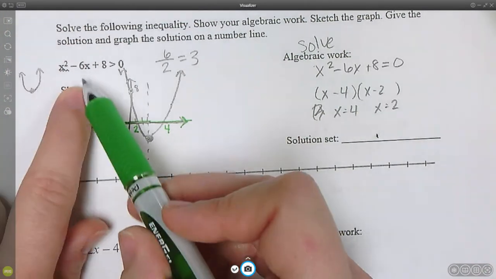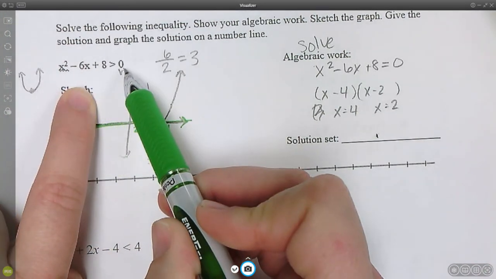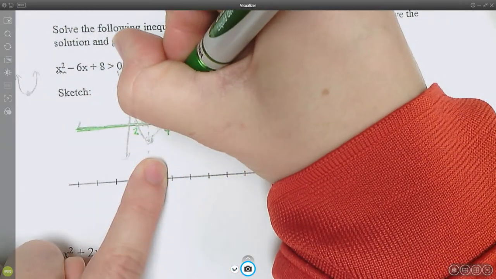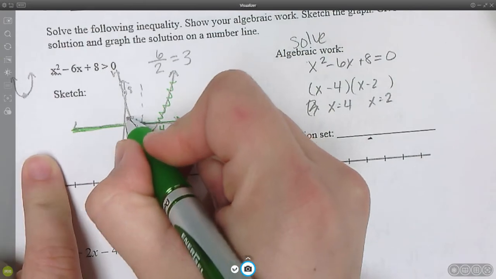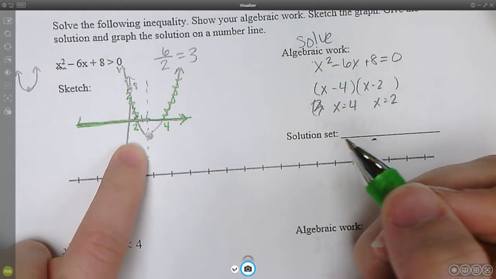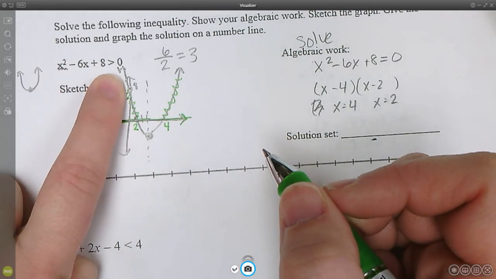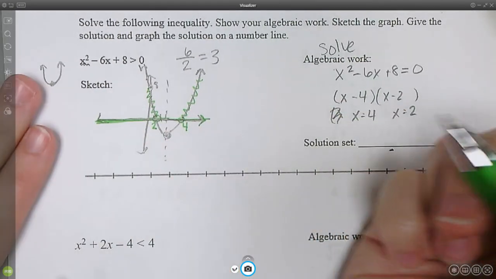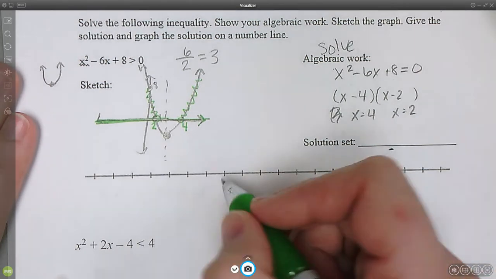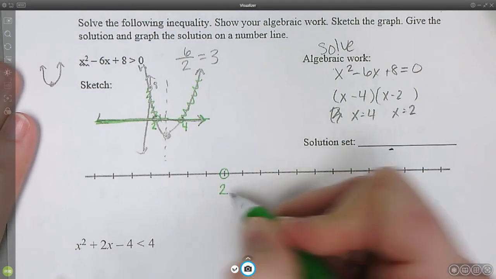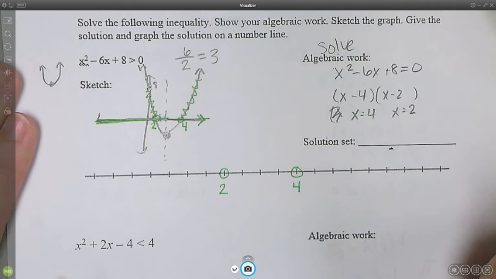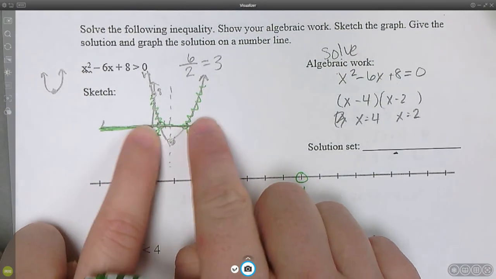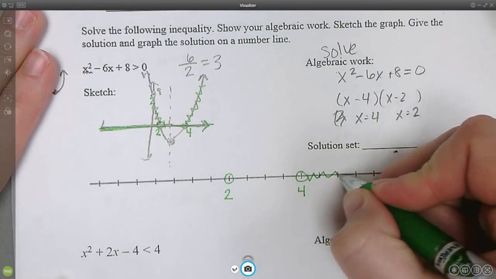So now it wants to know, when is this parabola greater than 0? So the parabola is greater than this line here and here. And then are you going to have open or closed circles? No less than or equal sign, so you're going to have open. So on my number line, I just need the numbers 2 and 4 with open circles. So here's 2, here's 4, and then these are both shaded outward, so you follow that.